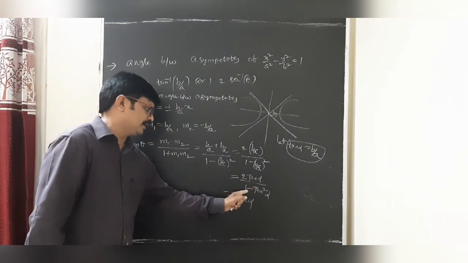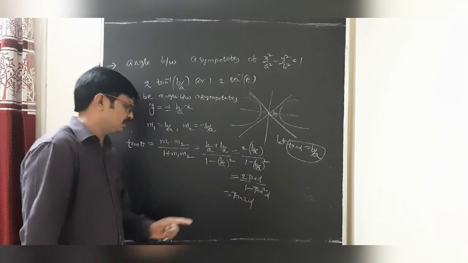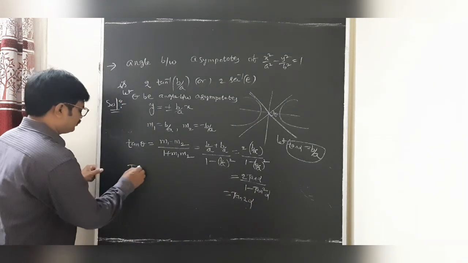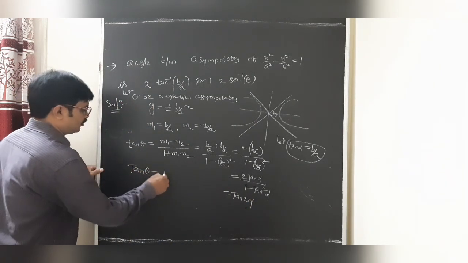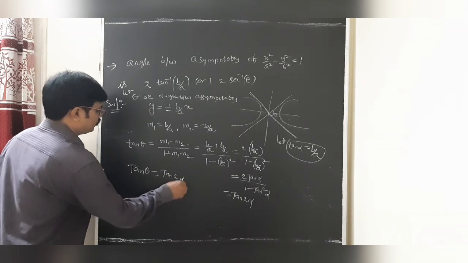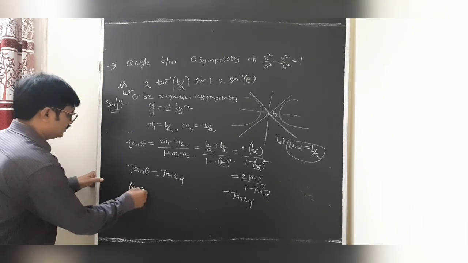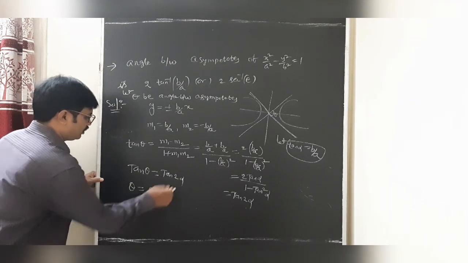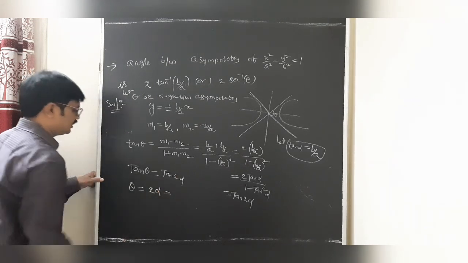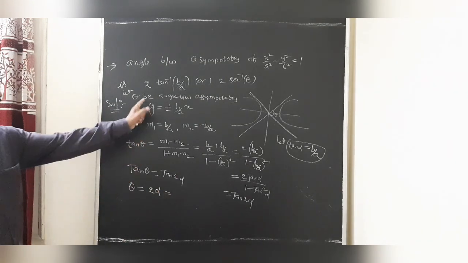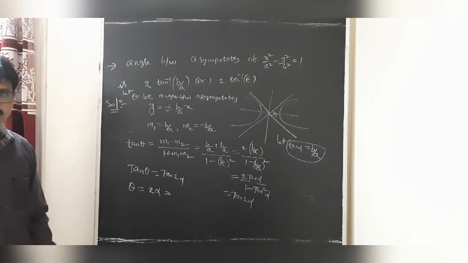2 tan alpha by 1 minus tan square alpha is tan 2 alpha. So students, we can observe tan theta equals tan of 2 alpha. Now we can remove tan on both sides. This is theta equal to 2 alpha, where theta is the angle between the asymptotes.